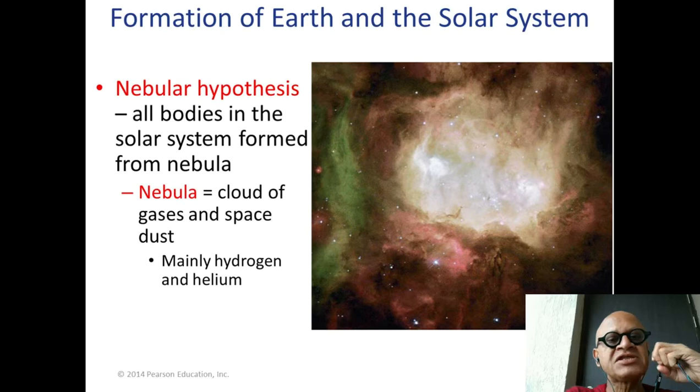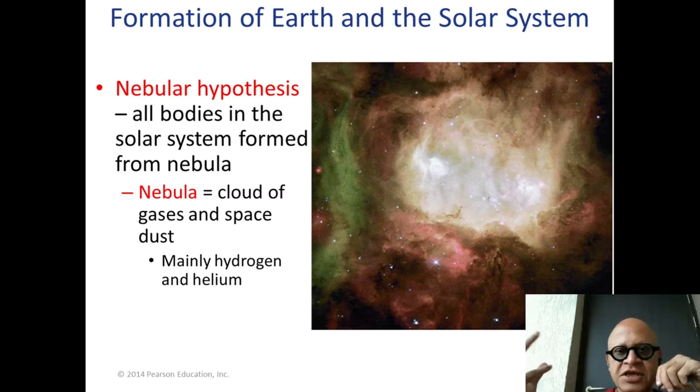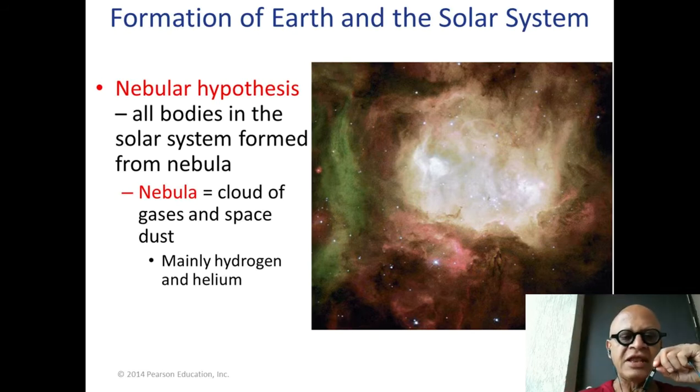So the best theory we have is the so-called nebular hypothesis, where all the bodies in the solar system are formed from nebula, where nebula is just a cloud of gases and space dust. So the Big Bang happened, many first generation stars formed, they exploded as supernovae, then bigger stars, heavier elements, and so on. So the universe is full of this cloud of gases and space dust, and gravity keeps pulling them together. Everything is rotating, so gravity begins to form stars and then planets.